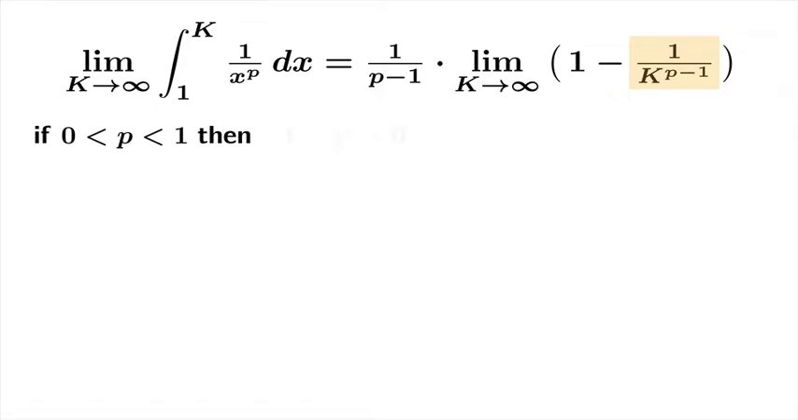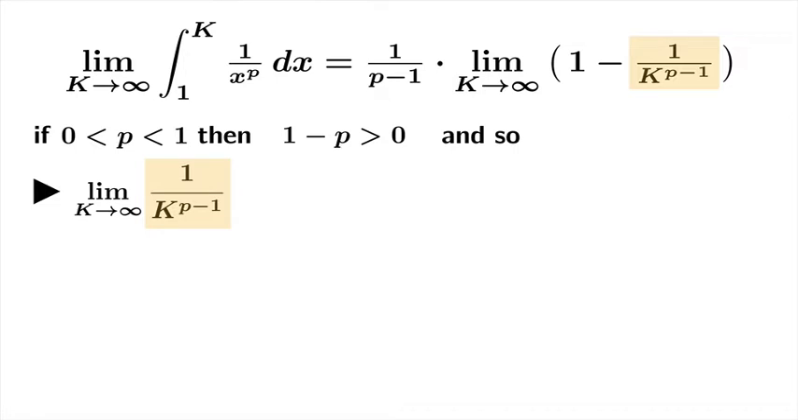So we know that 1 minus p is going to be a positive quantity in our case. And so what we'll do is we'll look at the limiting value of 1 over k to the p minus 1 as k goes to infinity. We're going to reciprocate and negate the exponent. And notice that 1 minus p is positive, so what we're looking at here is the limiting value as k goes to infinity of k raised to a positive power. That's going to diverge to infinity.